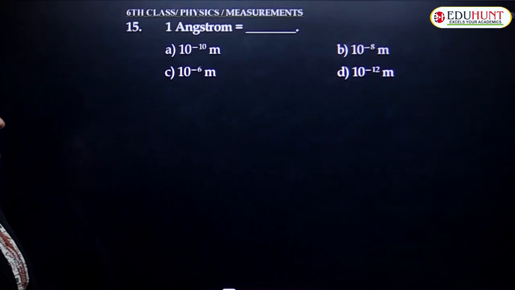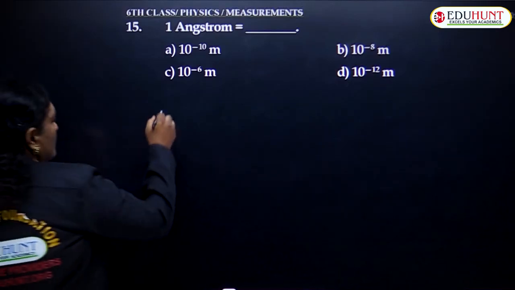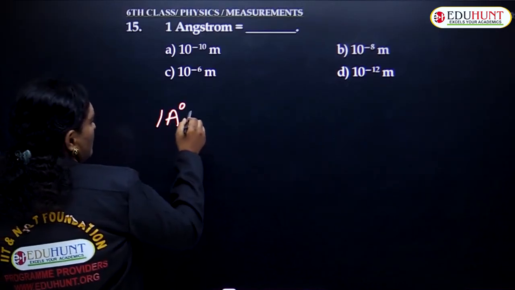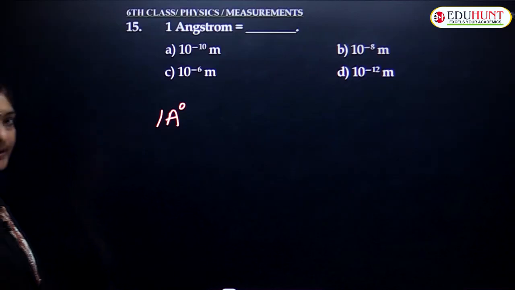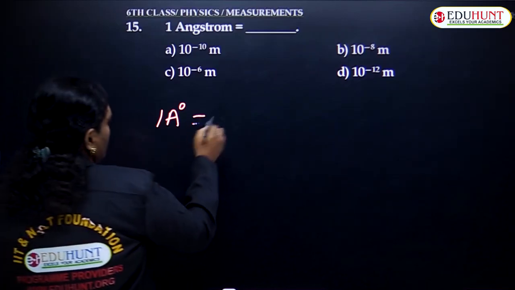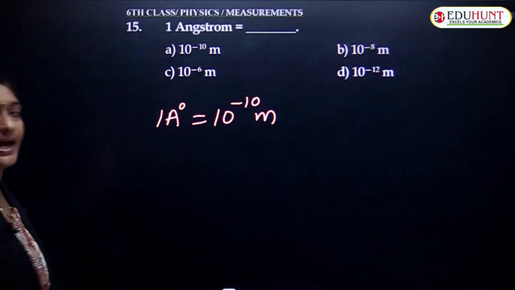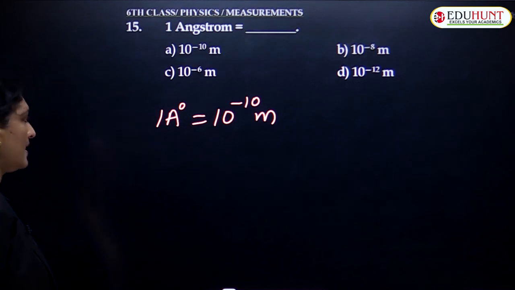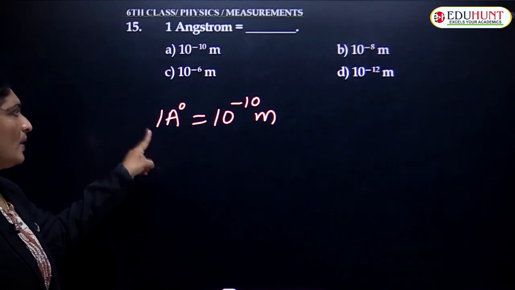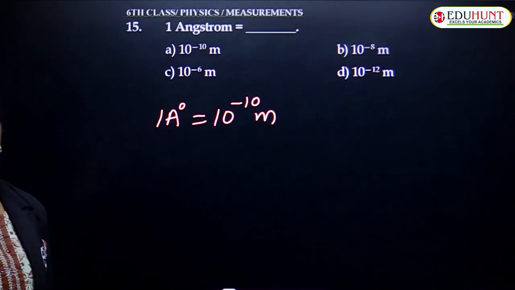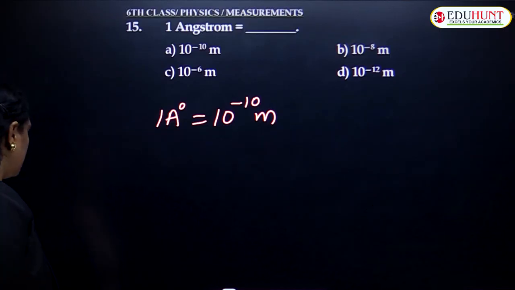Next, 1 angstrom unit. The angstrom unit is generally represented by the angstrom symbol, which is equal to 10 power minus 10 meter. Generally, it indicates the size of an atom. Atomic size is represented as 1 angstrom unit, which is equal to 10 power minus 10 meters.